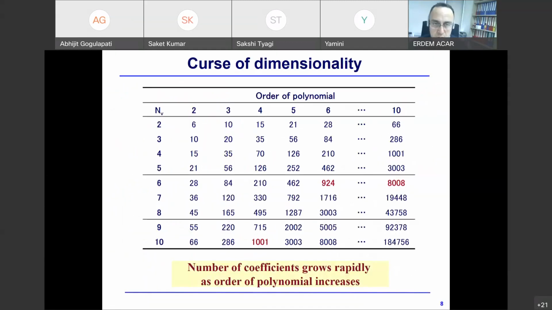But if you are using a polynomial response surface, then there is one problem that you can face, which is the curse of dimensionality. That is, as the number of variables.